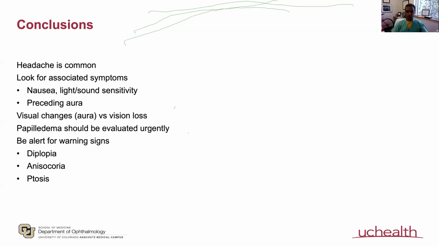You want to look for the associated symptoms of nausea, light sensitivity, aura, and motion sensitivity that help you to make a diagnosis of migraine headache with 99% certainty in patients who present with characteristic photopsias. But remember that atypical photopsias need to be worked up further. They should not be attributed to migraine. Papilledema, we know, needs to be evaluated urgently, and we need to be alert for warning signs with headache, diplopia, anisocoria, or ptosis that tell us that the patient has some other disorder. So again, thank you for your attention, and I'll be happy to take any questions.